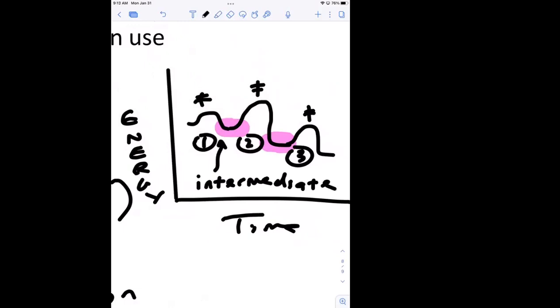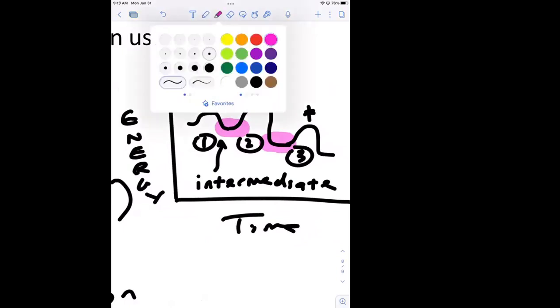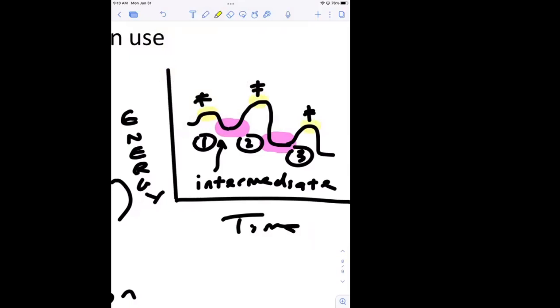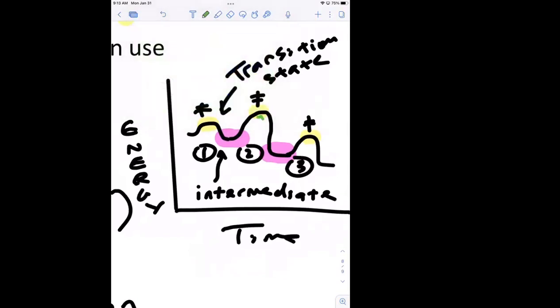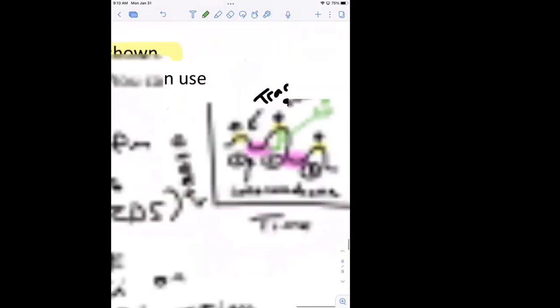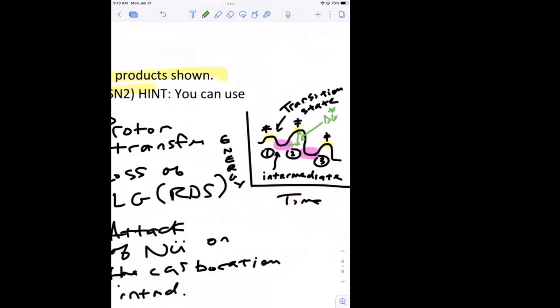Right, everywhere on each one of these curves, at the top, the highest energy point is a transition state. Just trying to jog your memory. Right, and the gap between, let me switch pens. The gap between the transition state and the starting material is your activation energy. And the rate determining step is always going to have the highest activation energy.